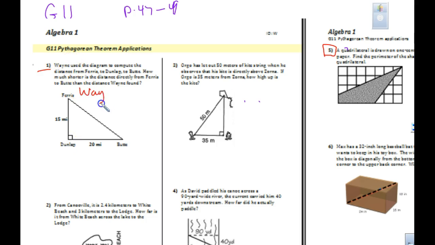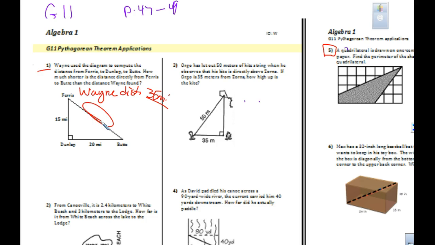Wayne's distance was equal to 35 miles, right? Can you now calculate that missing side, the shortest distance between those two towns? So please calculate that right now. And then the question doesn't ask for this length, right? And that's where people make a mistake.